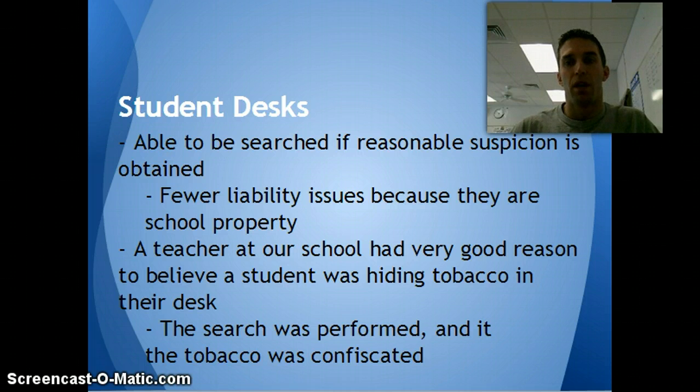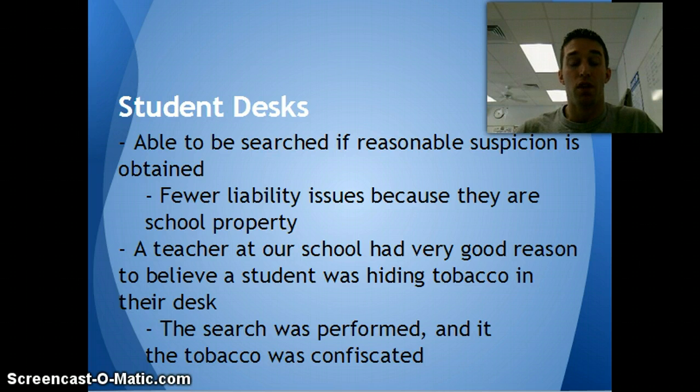The rest of this talks about each individual instance that a search could happen, and the first one is student desks. The book talks about desks being able to be searched, but you still have to have reasonable suspicion, and you have to have that obtained before you do that. There are a lot fewer liability issues with student desks and lockers because they are school property. Book bags, vehicles, and personal searches can get a lot more stringent, but the desks and the lockers are a little bit less so.